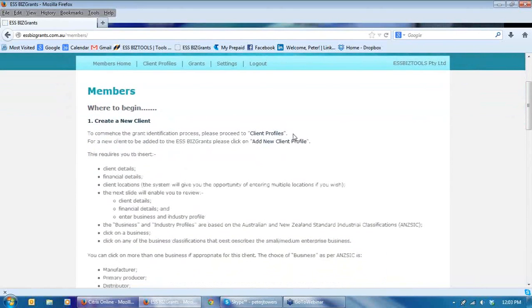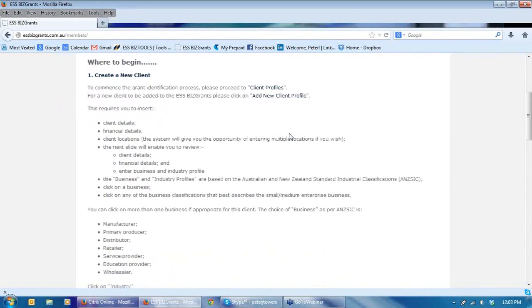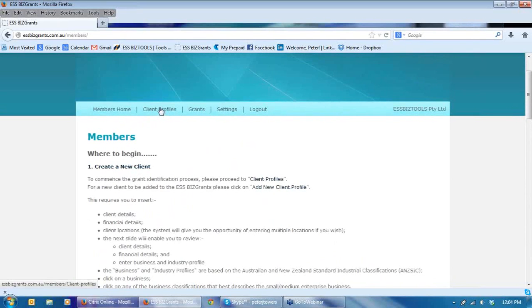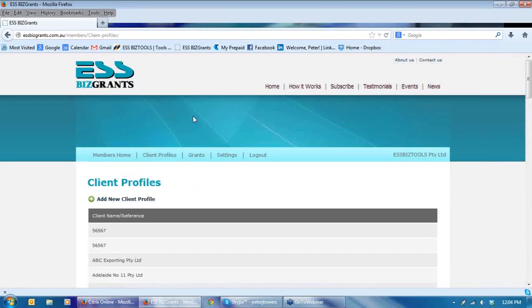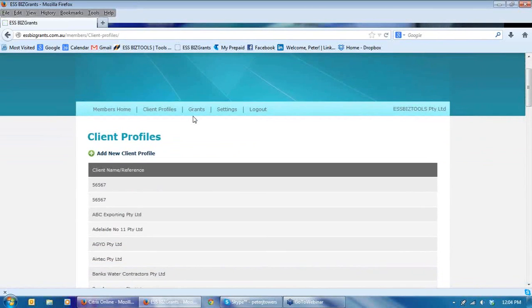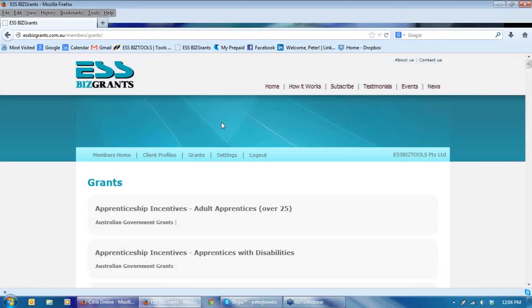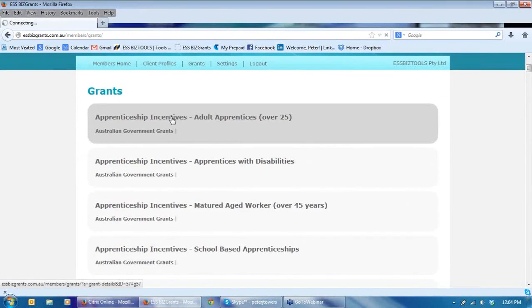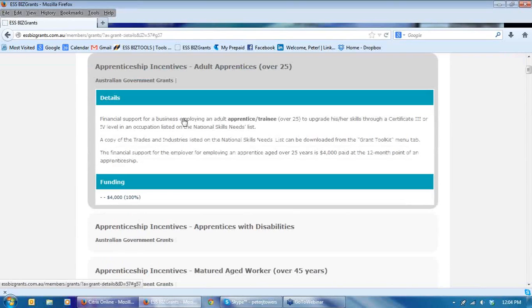There's a summary there to give you some details as to how this system works, but I think the easiest way is to show you. We'll go first of all to a grant summary. So if you're looking to find out some details about a grant, you just click onto the name of the grant, and there's a synopsis then of what this grant's all about.